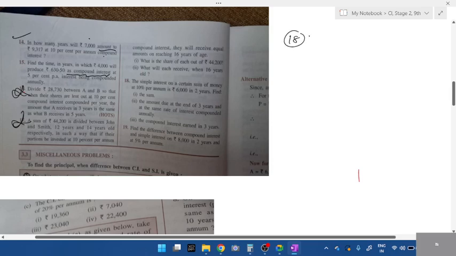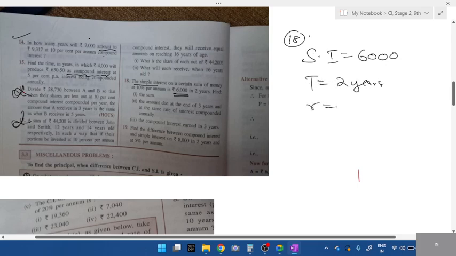What is the 18th? The simple interest on a certain sum of money per annum is how much? All of you respond. So in this question, have they given simple interest or compound interest? Simple interest. That's the reason in the beginning we did even a simple interest question. Okay, 6,000. What is time?